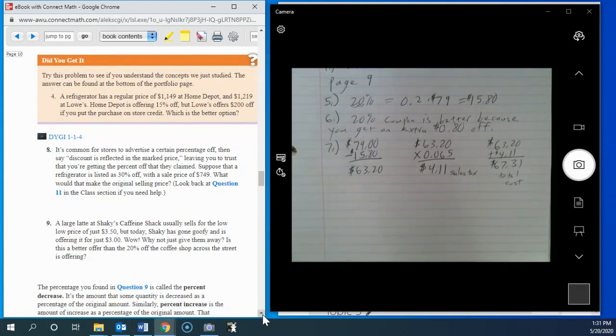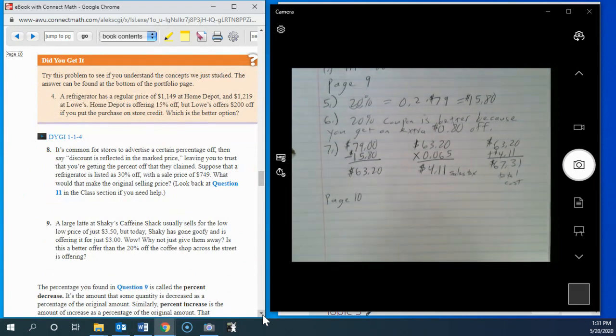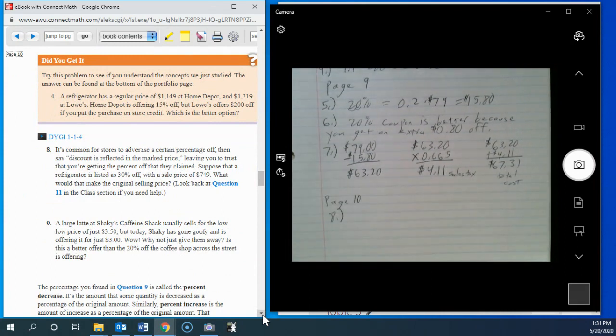And now we go to page 10. Problem number 8. It says, it's common for stores to advertise a certain percentage off, then say discount is reflected in the marked price, leaving you to trust that you're getting the percent off that they claim. Suppose that a refrigerator is listed as 30% off with the sale price of $749. What would that make the original selling price?